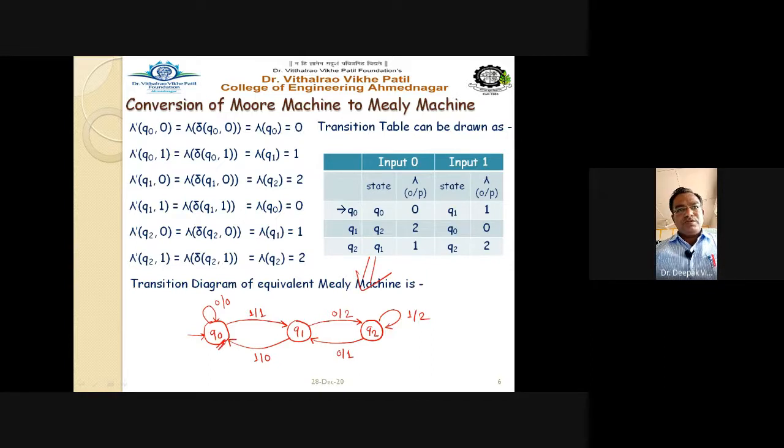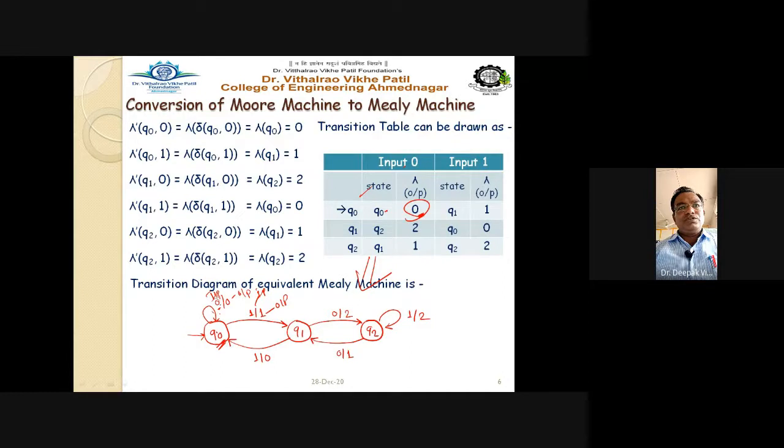Q0 on 0. This is nothing but your input, and this one is nothing but your output. This is again your input, and this one is your output. So Q0 on 0 goes to Q0 and the output is 0.